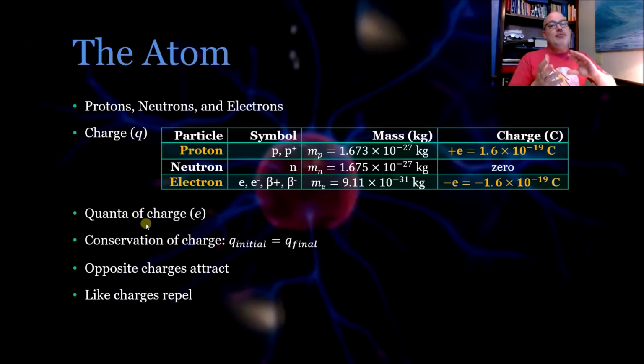Until you get up to high energy physics, where you're smashing things together and breaking them into tiny parts, for normal matter, this is as small as it gets. So it's the building block of charge. Everything comes in a multiple of this quanta of charge. If you ever see a question where it's not a multiple of 1.6 times 10 to the negative 19th coulombs, then it can't be possible.